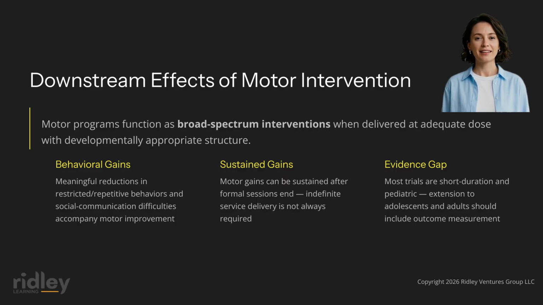Clinicians should, however, recognize the limits of the current evidence base. Most trials are short duration. Most are delivered in pediatric populations, and adult rehabilitation evidence remains comparatively thin. Extension of these parameters to adolescents and adults should therefore be accompanied by outcome measurement rather than simple generalization.